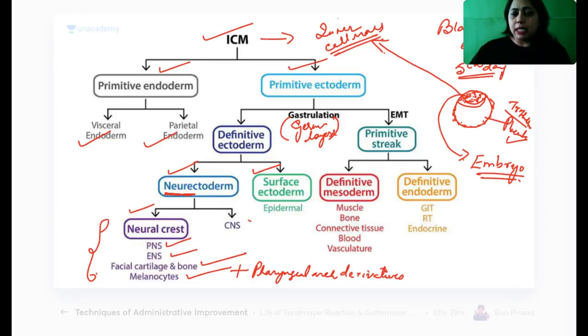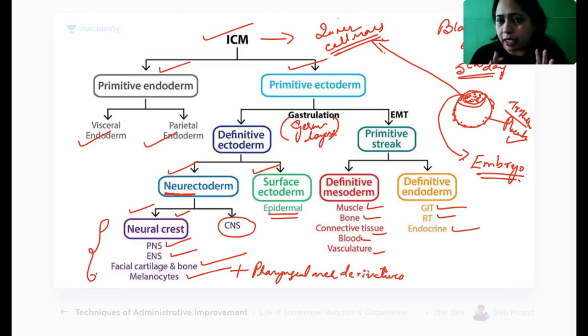All right, so here you can see CNS. This is neural crest and this is CNS. Now this is how it is, and pharyngeal arch derivatives you can see, and this is the surface ectoderm, epidermal or surface ectoderm. Now here it is definitive mesoderm, definitive endoderm, and you can see muscle, bone, connective tissue, blood, vasculature, etc. in the mesoderm, and definitive endoderm, GIT, then you know, endocrine glands, all these things. Now we are not worried about the endodermal derivatives or the mesodermal. We'll talk only about the ectodermal derivative, that is neuroectoderm and the surface ectoderm.